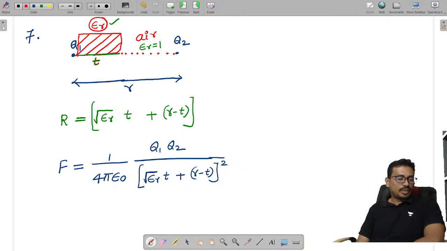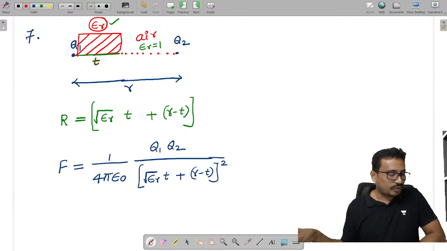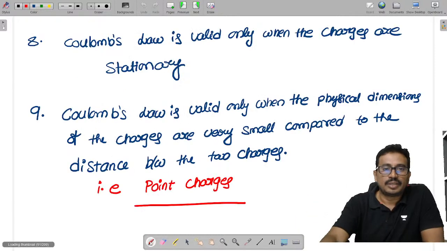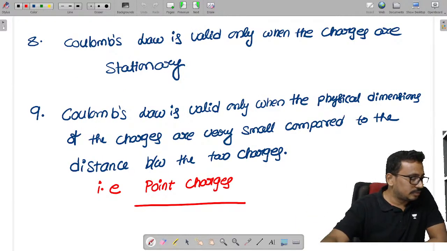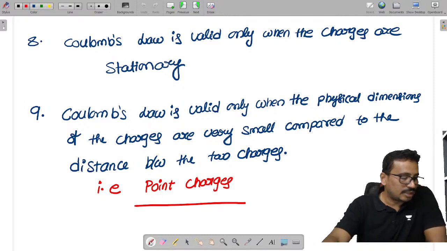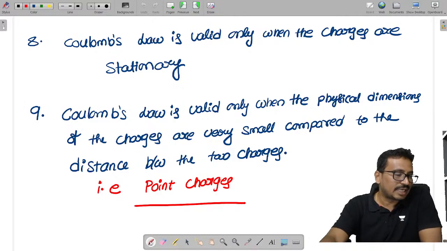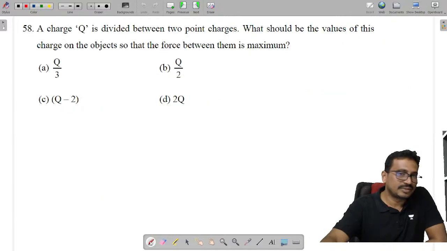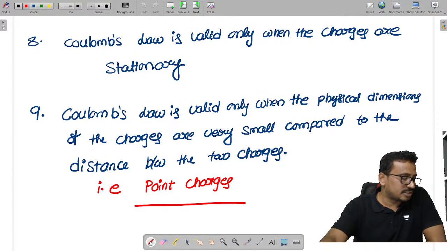So if it is a time varying case, it is not valid. Time varying case, it is not valid.